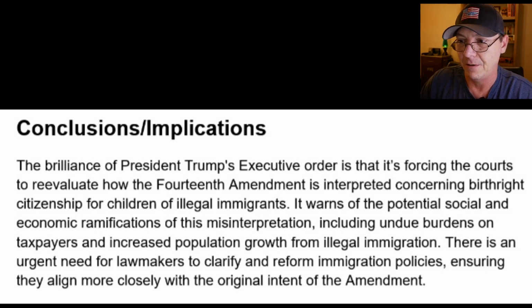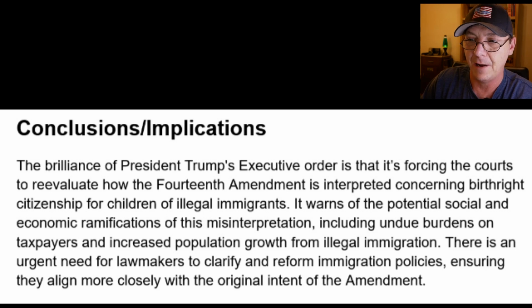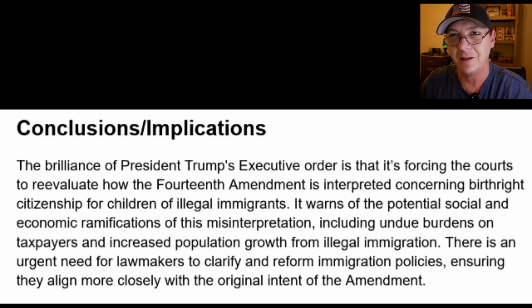So in my conclusion here also, I discuss there's an urgent need for lawmakers to clarify and reform the immigration policies, ensuring they align more closely with the original intent of the amendment and also what's best for America and the American people. So let's discuss the key insights right quick on the way out here.